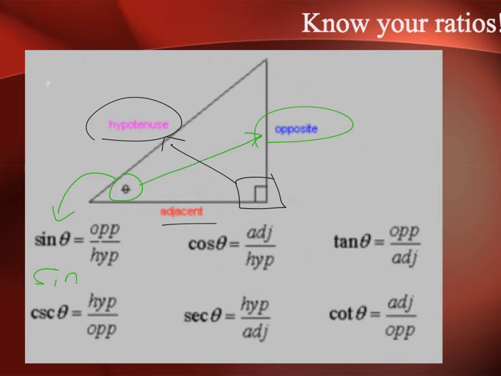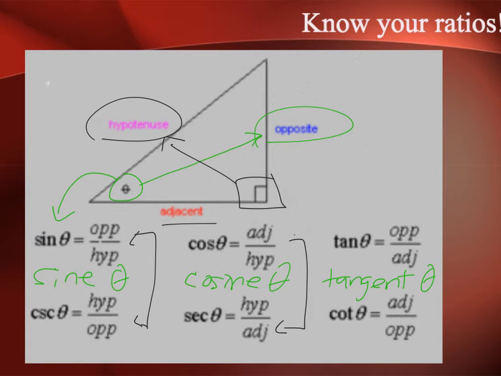Sine, S-I-N-E, cosine, C-O-S-I-N-E, and then tangent, T-A-N-G-E-N-T. Please don't call these sin and cos. They are sine and cosine. Last thing I wanted to point out is notice how I have my reciprocal functions kind of on top of each other. Secant is just the reciprocal of cosine. Flip the fraction.